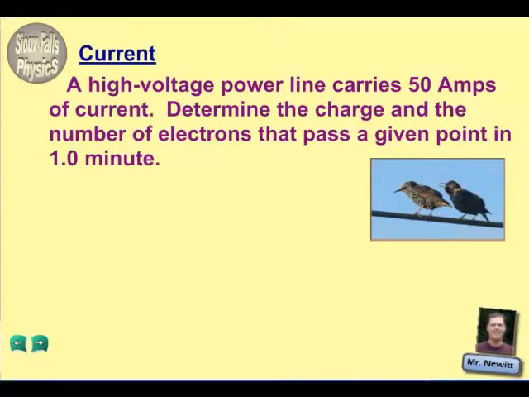Okay, we have a problem here involving current. We have a high voltage power line that's carrying 50 amps of current, and we're going to determine the charge and the number of electrons that pass through a given point, i.e. under those little birdie's legs, in 1 minute.